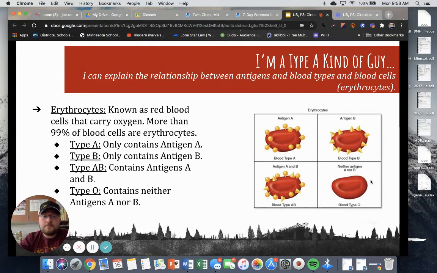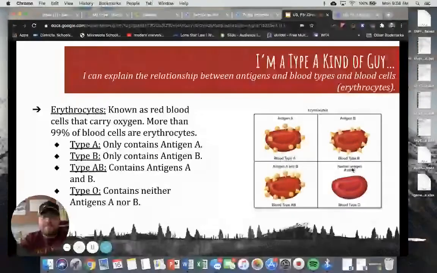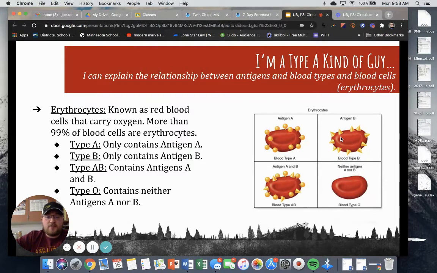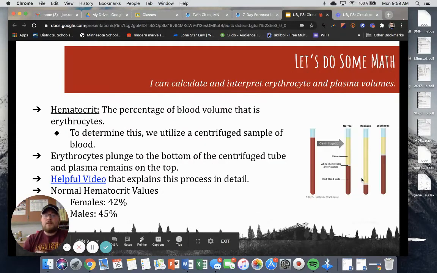Okay, so here's kind of a diagram that shows the differences here on the right-hand side. Obviously, the round bulbs are the A antigens, and the pointy ones are the B antigens. So you can see type A only has antigen A, type B only has antigen B, AB has both, and then blood type O doesn't have either.